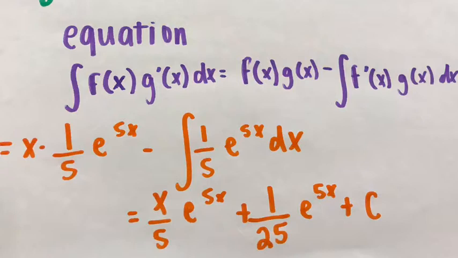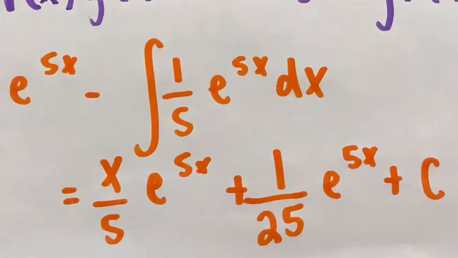You start off by doing x times the integral of g of x, which is 1/5 e to the 5x, minus the integral of 1/5 e to the 5x dx. Then you find that the answer is x over 5 times e to the 5x plus 1 over 25 times e to the 5x plus c, because it's an indefinite integral.